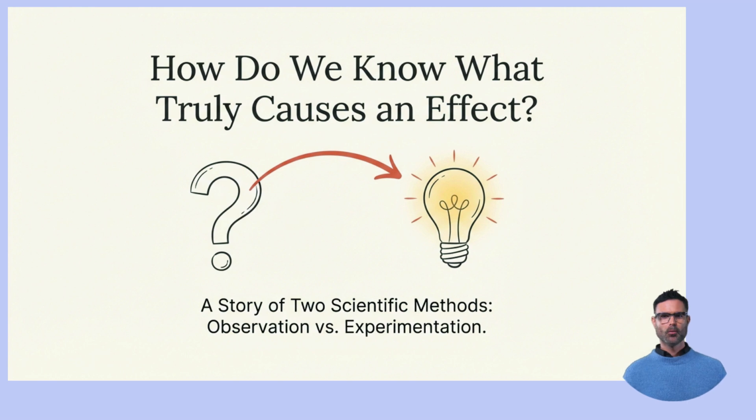In the last video, we talked about the four main decisions you need to make before collecting data. Today, we're answering one core question. How can we tell whether something truly causes an effect rather than merely appearing alongside it? This is a story of two scientific methods, observing the world as it naturally unfolds versus intervening in it. Statistics is the logic that helps us decide what we can and cannot conclude.